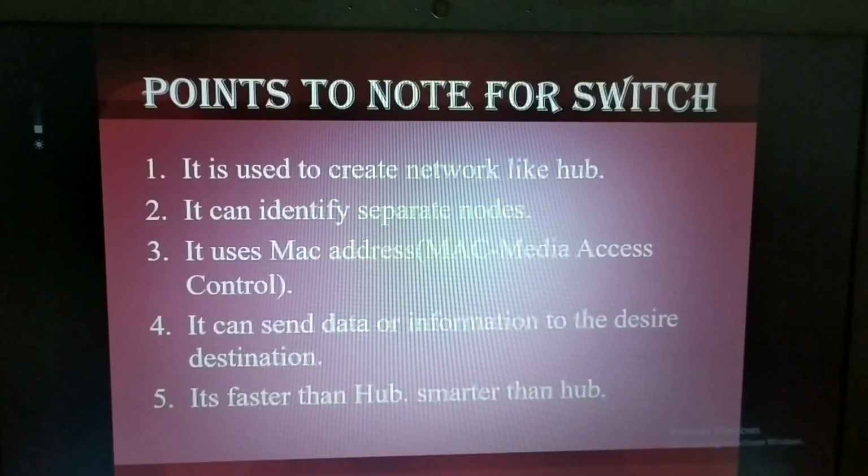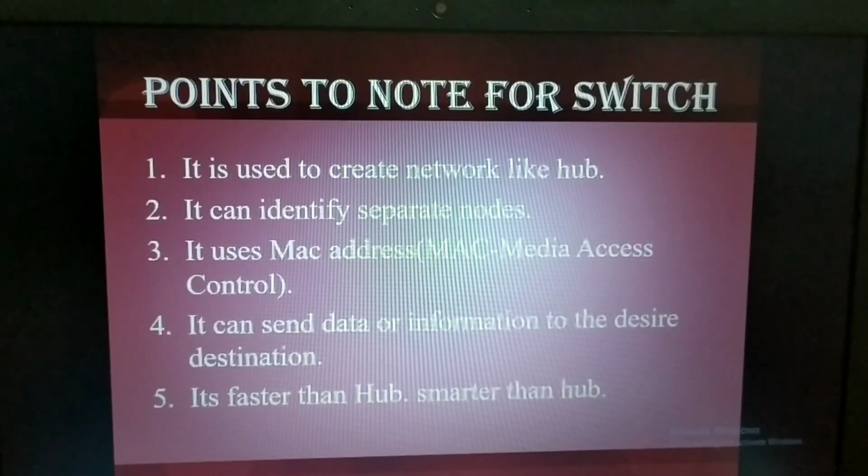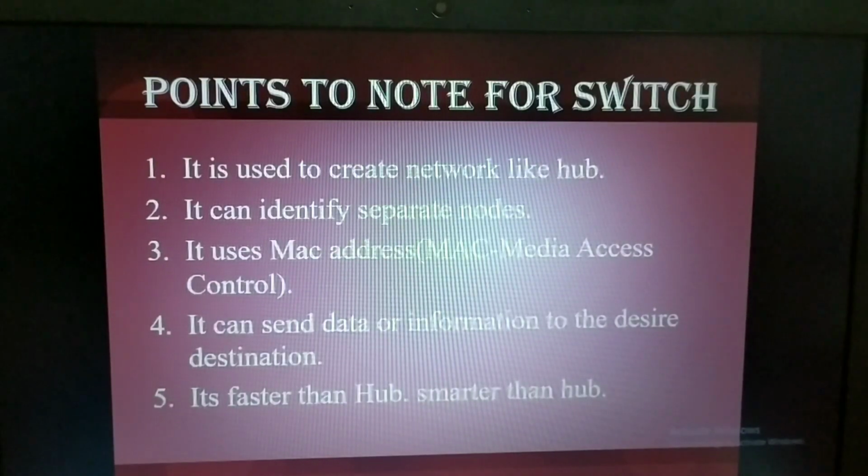Desired destination means the computer to which you want to send the data or information. There you can send to that specific computer. If I want to send information only to you, then it will go only to you. All other computers will reject the information. It's faster than hub obviously, and I have already told you it is smarter than hub also.